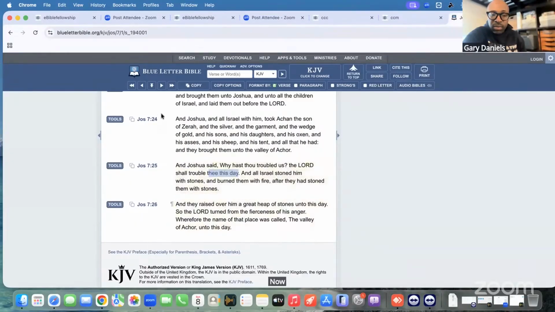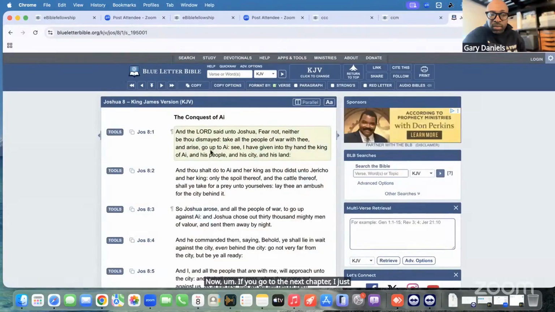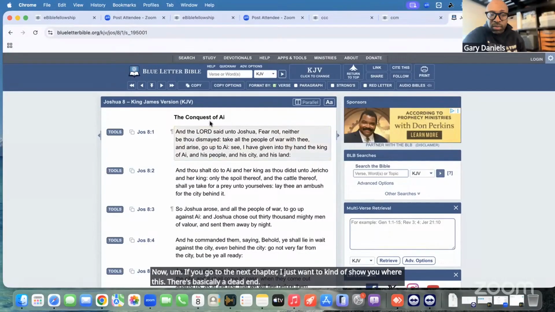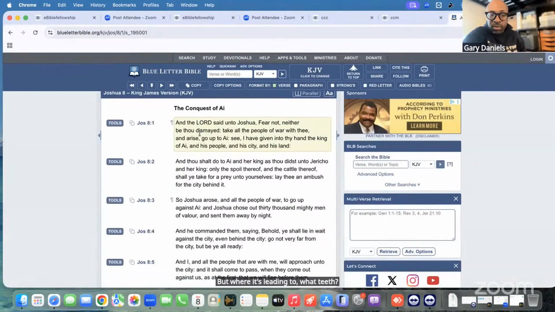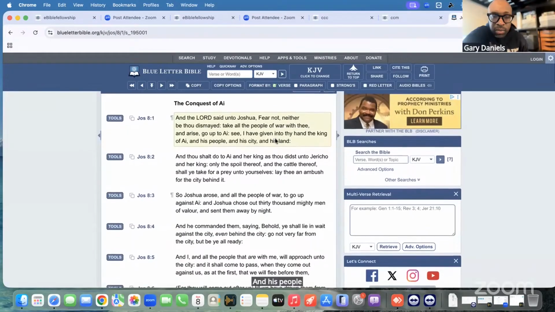Now, if you go to the next chapter, I just want to kind of show you where there's basically a dead end, but where it's leading to what date. And so Jehovah said unto Joshua, fear not, neither be thou dismayed. Take all the people of war with thee. Arise, go up to Ai. See, I have given into thy hand the king of Ai, and his people, and his city, and his land.